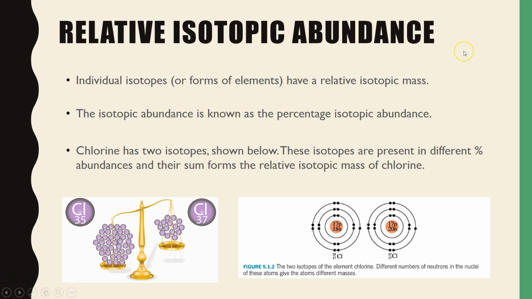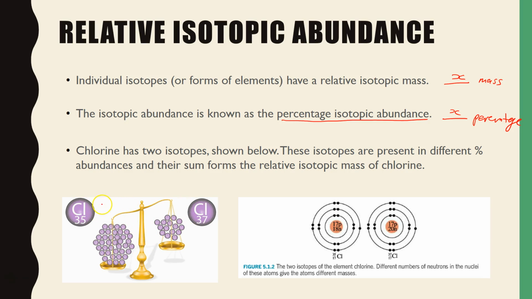So, relative isotopic abundance. We have a mass of a particular isotope, and that mass will be relative to carbon-12, or in comparison to carbon-12. But each individual isotope will have a particular abundance as well. So there'll be a mass of it, and there'll also be a percentage or amount of that particular isotope. So we don't just have one or two isotopes of an element, we can have many, and they'll be in different quantities.